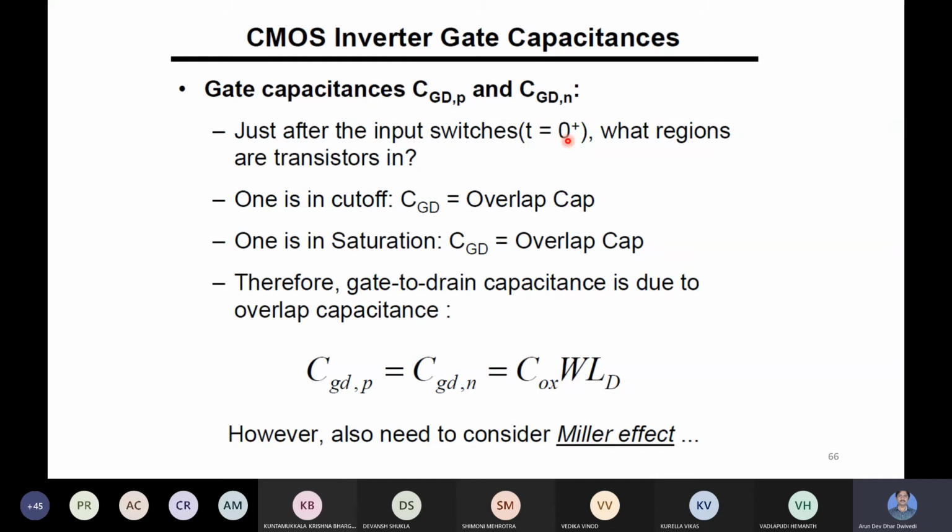Obviously the input is very fast. It is switching from 0 at time 0 plus. 0 plus means now the input is on. So it will switch from 0 to high very fast. When it is switching in the beginning, we should consider what region each transistor is in. Because it is switching from low to high, one transistor will be off and the other transistor will be on.